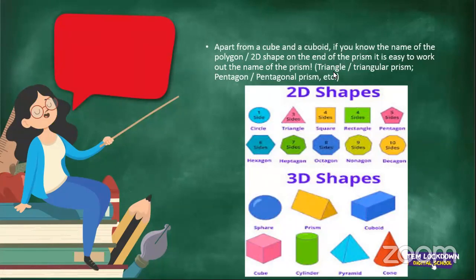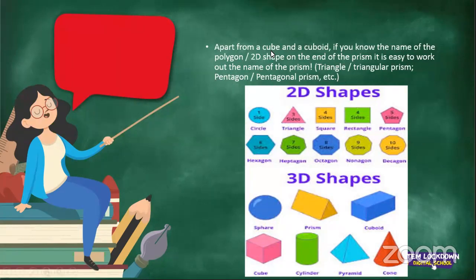Here, for an example, let's say you have a prism that has a triangle shape on either end. Then you will be able to say, okay, this is a triangular prism. And again, if you have a pentagon shape, a 2D pentagon shape on either end, you should be able to recognize that this is a pentagonal prism.